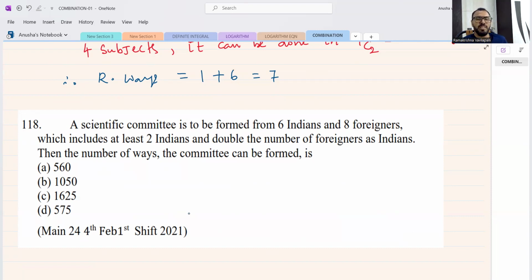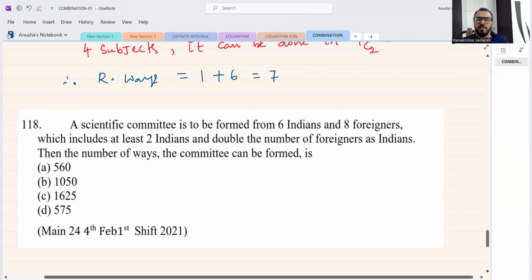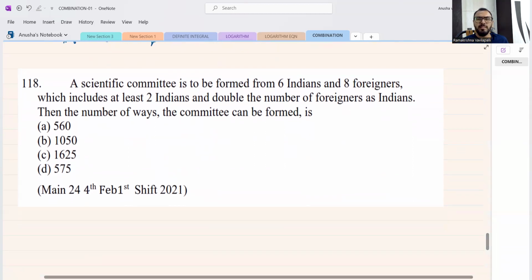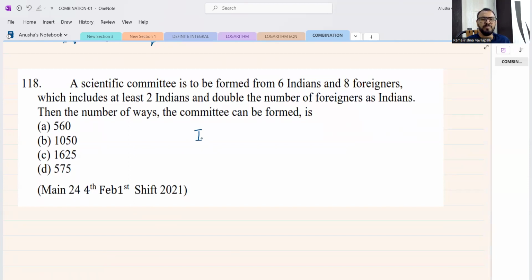Well, so here I'll write a table, that is very simple. See, here Indians. Next, foreigners.